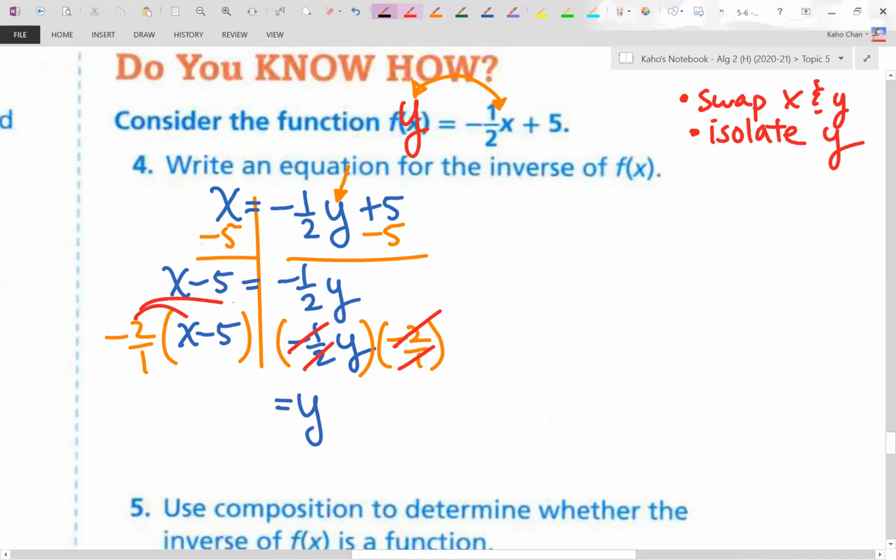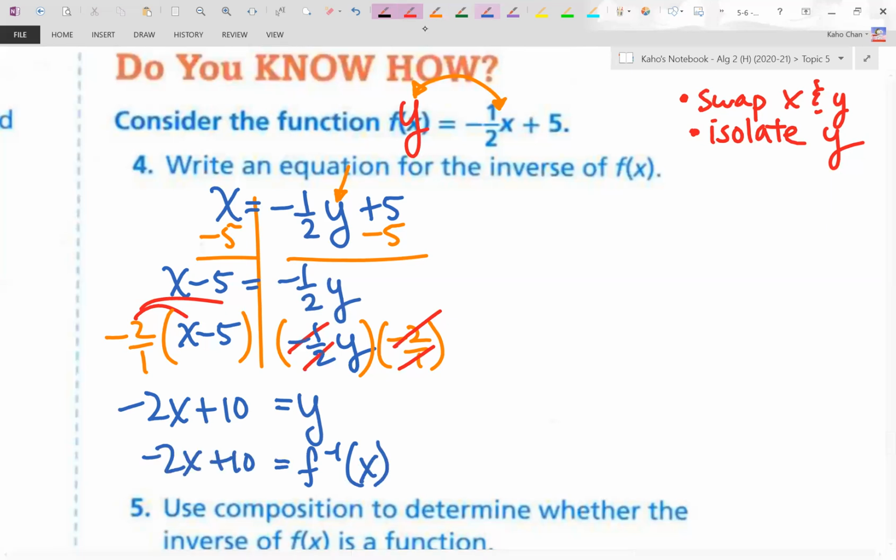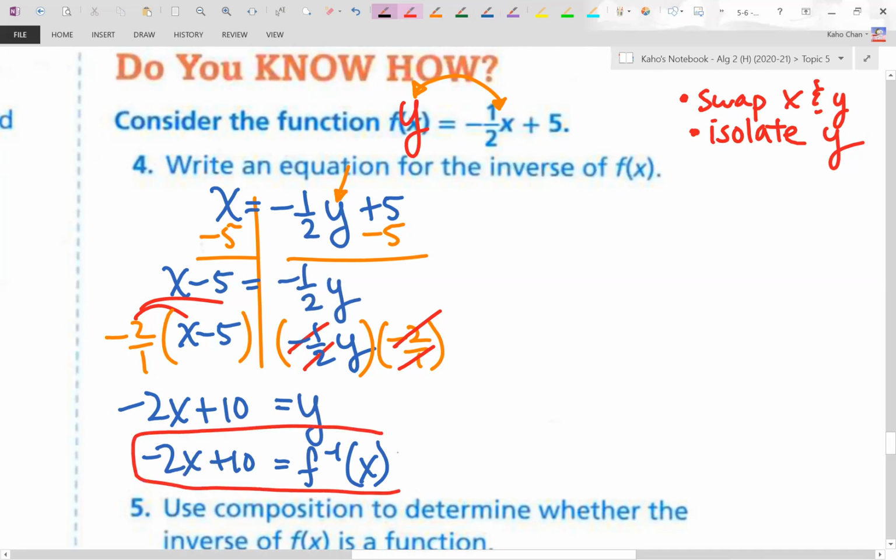Now you can go ahead and distribute the negative 2 if you want to. That's fine. Negative 2x plus 10. And I like to replace y with the inverse notation like this. Either way is fine. This is your answer right there. Any questions? Not too bad.